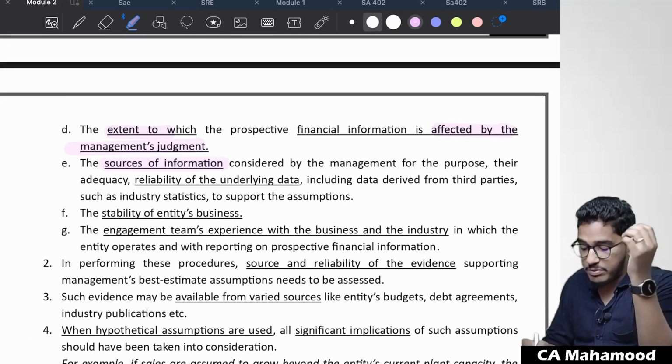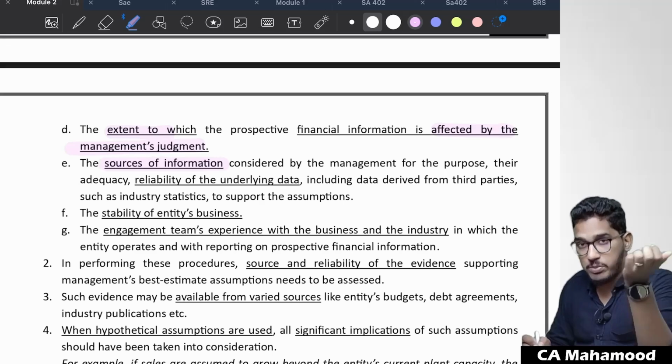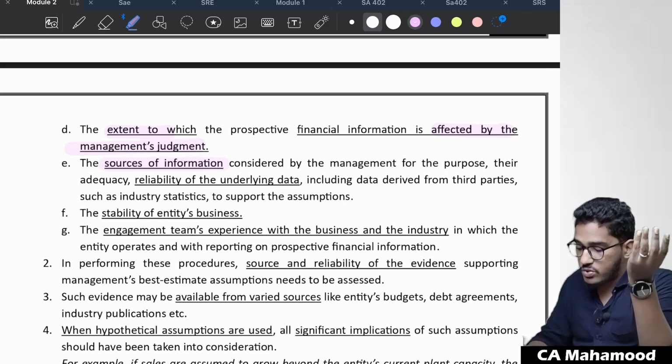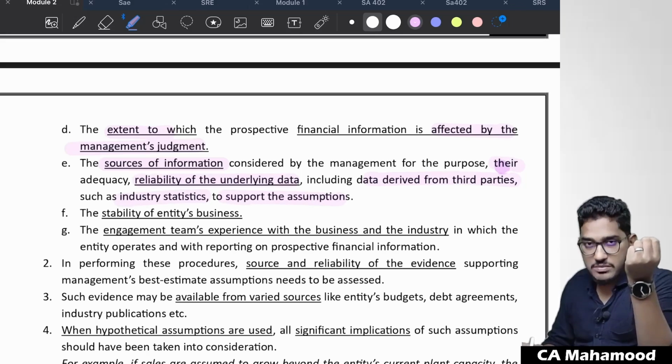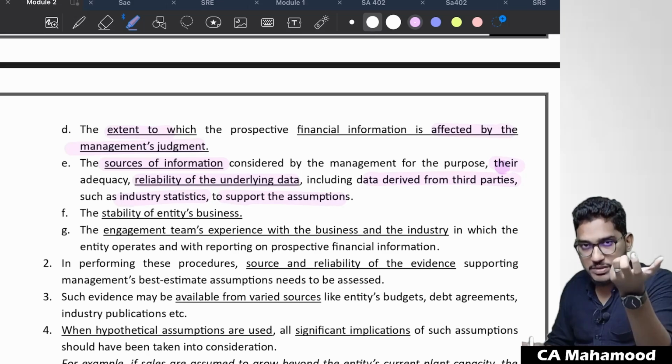What are the sources of the information? On the basis of what sources have they prepared that prospective financial information? The sources of information considered by the management for the purpose, their adequacy, the reliability of underlying data, data derived from third parties, industry statistics to support the assumptions. So what sources have they used in the preparation?